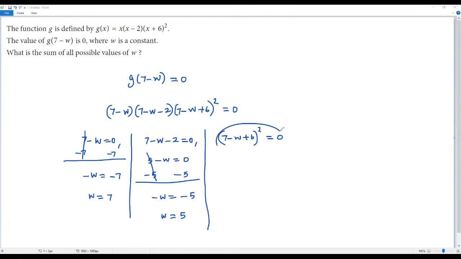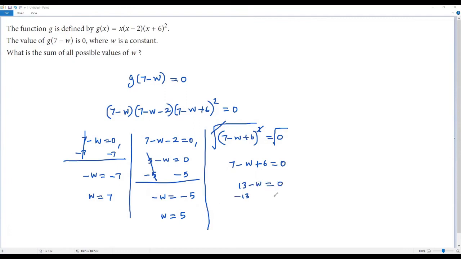Okay, now let's solve for w in the third equation. First, we have to get rid of this exponent 2. For that, we have to take the square root on both sides of this equation. Then the square root and square cancel out. I am getting 7 − w + 6 = square root of 0, which is 0. Let's combine this positive 7 and 6. Then I am getting positive 13. −w + 13 = 0.